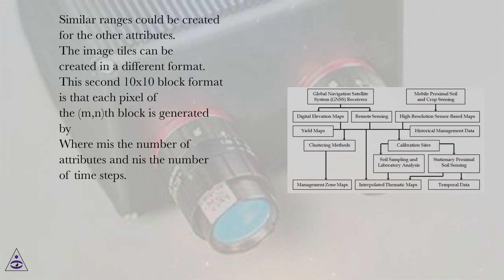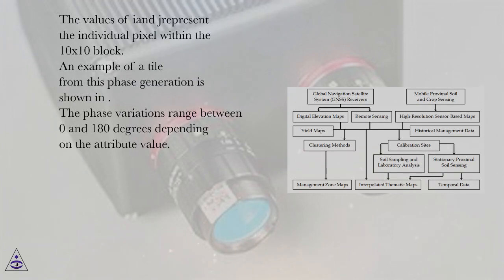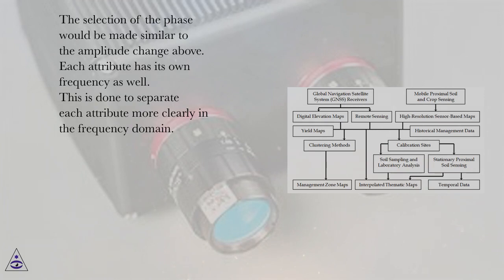The image tiles can be created in a different format. In this second 10 by 10 block format, each pixel of the mn-th block is generated by an equation, where m is the number of attributes and n is the number of time steps. The values of the indices represent the individual pixel within the 10 by 10 block. An example of a tile from this phase generation is shown in the figure. The phase variations range between 0 and 180 degrees depending on the attribute value. The selection of the phase would be made similar to the amplitude change above. Each attribute has its own frequency as well. This is done to separate each attribute more clearly in the frequency domain.